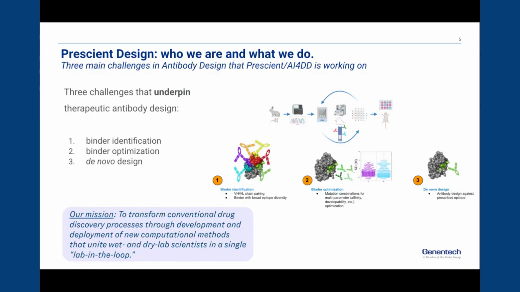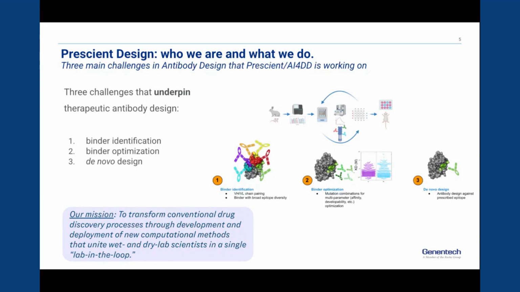One was called binder identification. The second one is binder optimization. The third one is de novo design. In the first problem, the goal is to develop machine learning models that can effectively mine these huge immune repertoires of NGS sequences for the purposes of finding better hits and identifying new potential lead antibody molecules.